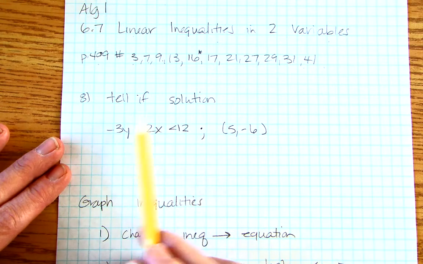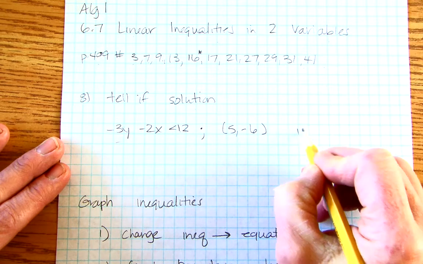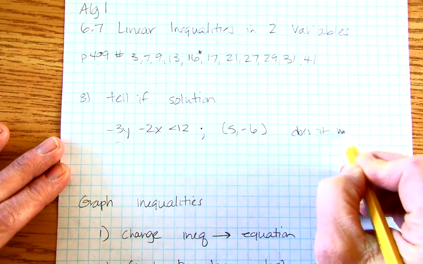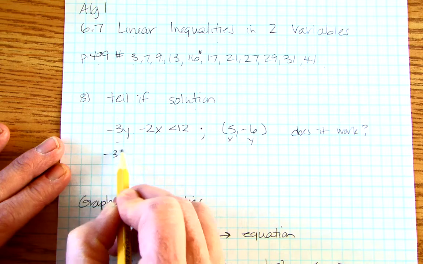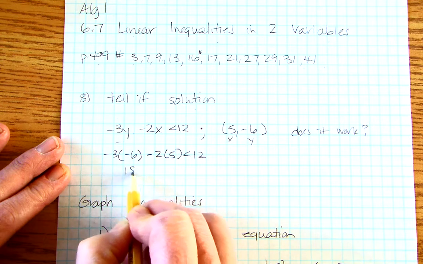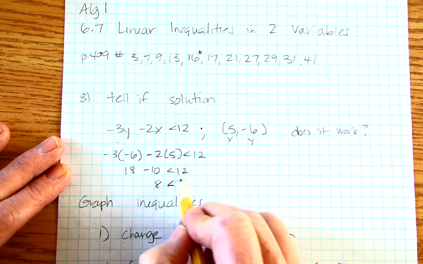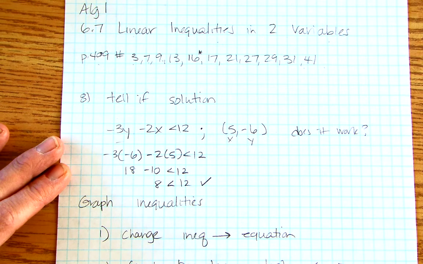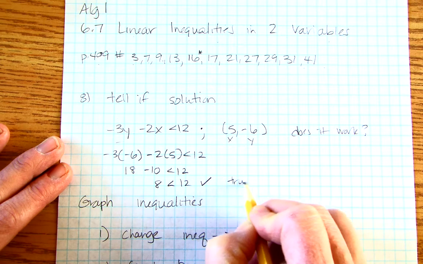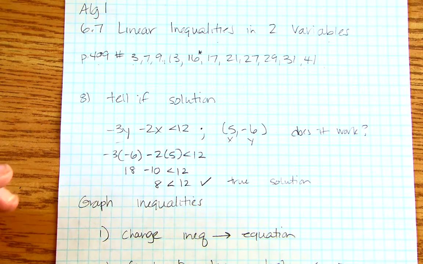So the first couple are pretty straightforward. It just says tell if the ordered pair given is a solution to this inequality. So I just want to see if it works. Does it work? I check. This is my x value. This is my y value. So I'm just going to substitute, and I get 18 minus 10 is less than 12, and 8 is less than 12. Check, it's a solution. You could say true, or you could write the word solution. Any of those are acceptable as far as I'm concerned.